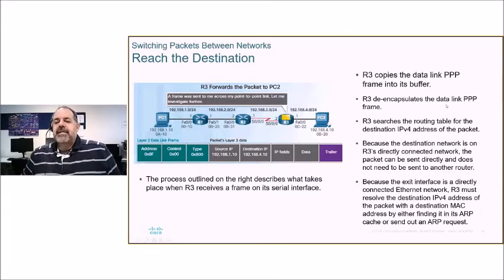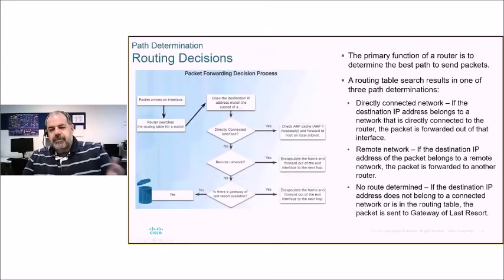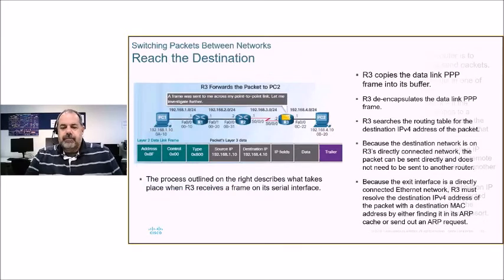And so it decapsulates a PPP frame and searches the routing table for the destination. Oh, that's a directly connected network. So now it needs to know the MAC address of PC2. So it may or may not need to send an ARP request. And then, of course, it will forward it to PC2. It's gotten to its destination.